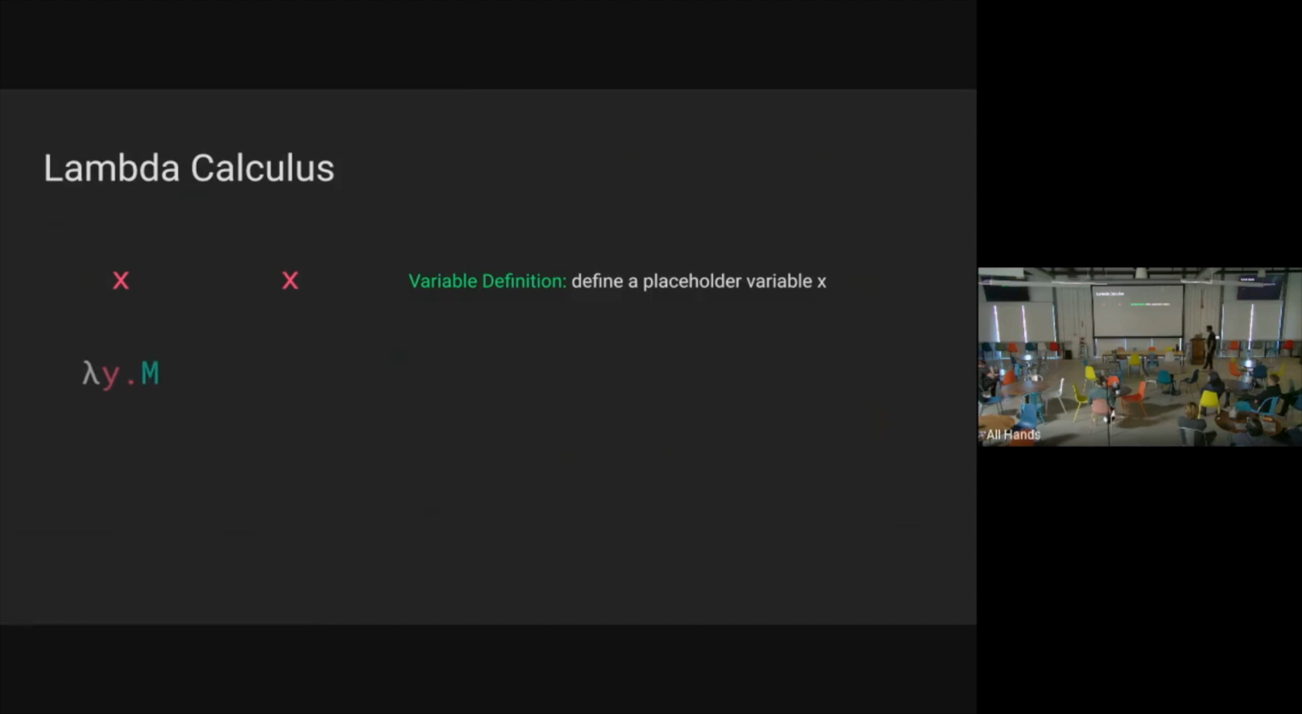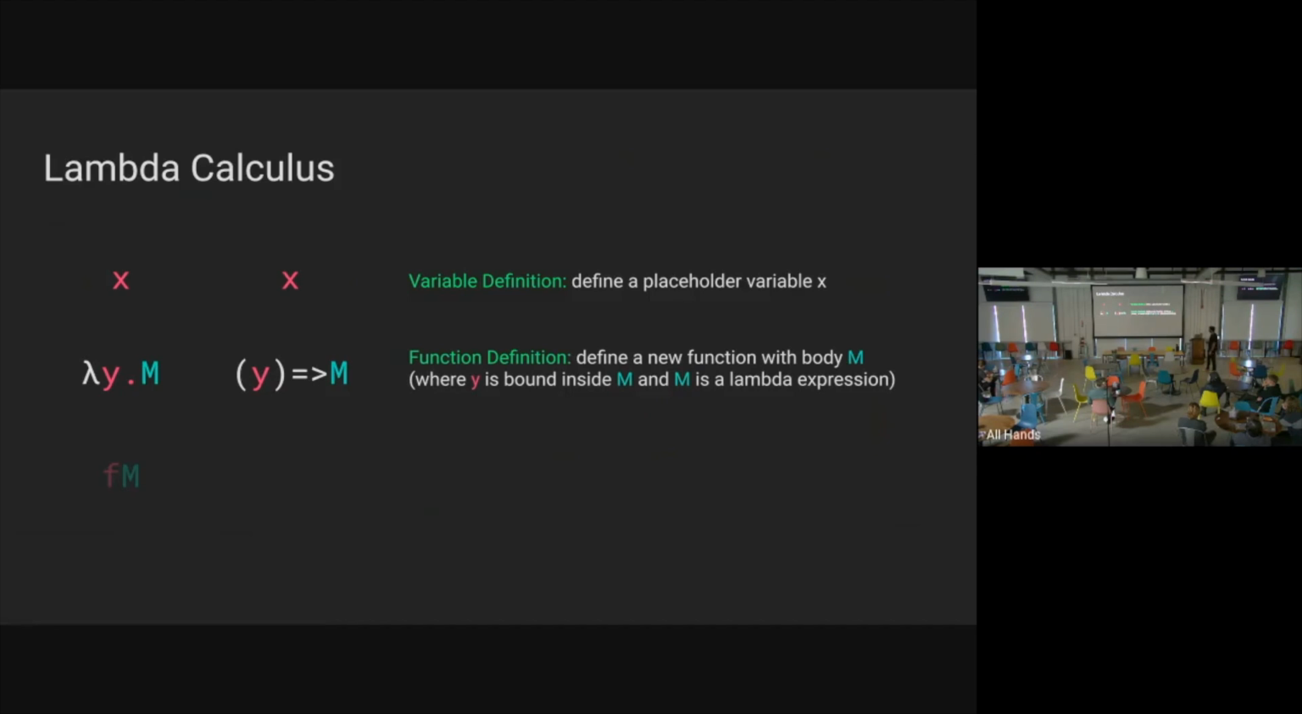Second idea is you can have functions. On the left is Alonzo Church's notation, and on the right you have the ES6 equivalent syntax. This is just a function that takes in one parameter y and has some body m, and m is itself another lambda expression. So you have function definition. And then finally, you have function application. So f of m, right? Calling function f with a particular m.